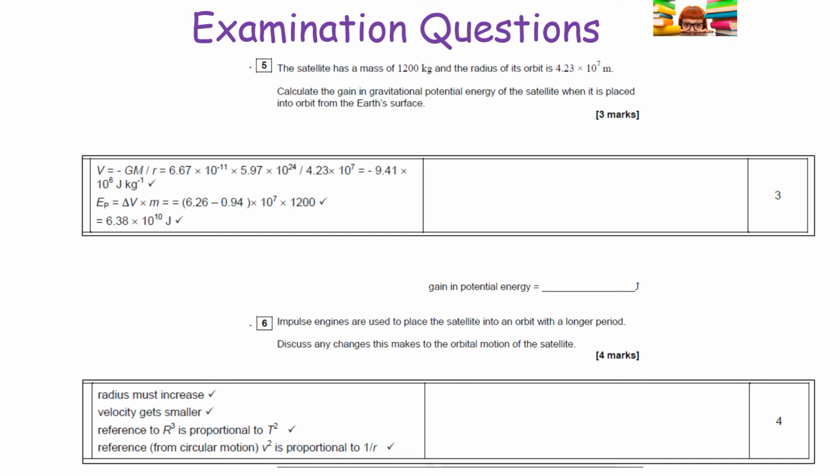getting smaller. So therefore you could also say it, because we know from circular motion that for a constant value of F, that v squared is directly proportional to 1 over r. So that's another reason why the velocity is getting smaller.